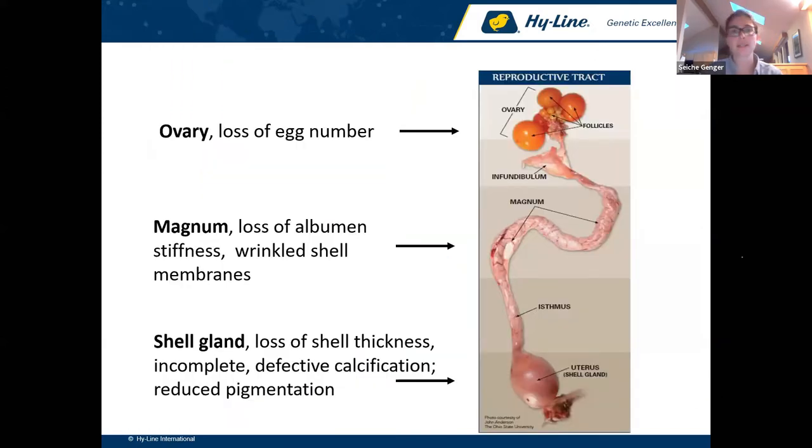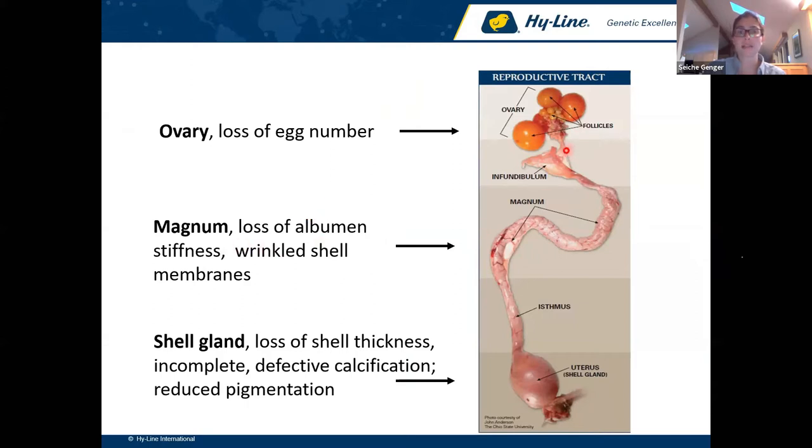So why does this happen? What is actually going on to create these shell effects? And it's that damage to the tissue of the bronchitis virus in each of these areas. So when you're having an effect on the ovary, by viral damage, you're getting a loss of egg numbers. I can't produce as much if my ovary itself is damaged.